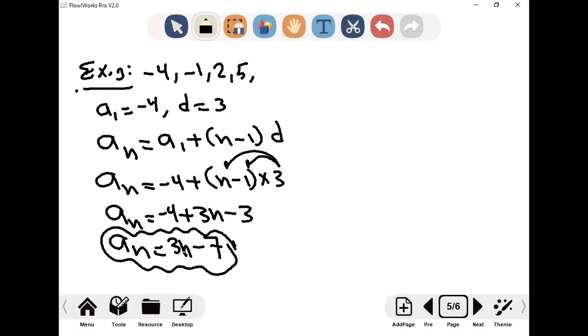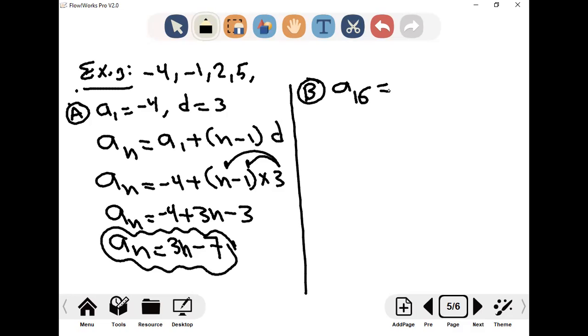This section here is part A from the example. In part B, what do they want? Find the 16th term of the sequence. The 16th term means a16. So a16 equals... you have 2 ways. You can substitute here directly by n, how much? 16, or replace the formula. a1 you know, n you know, d you know, you know everything.